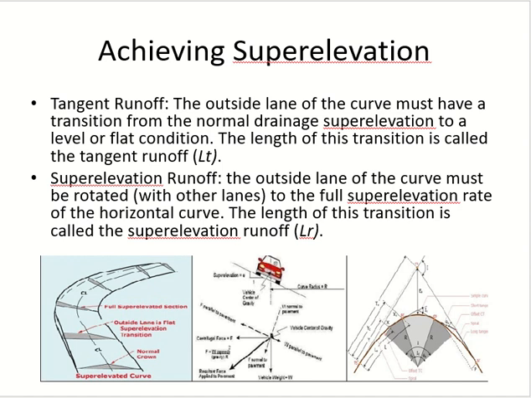So what do we do? First of all, we make the slope of the outside edge 0. So it was like this. Then you raise it to make it 0. Then from 0 it goes to super elevation. Got it? So these are the two steps. First step is to go from normal crown to 0. The outside edge goes from normal to 0. This is called tangent runoff. And the second step is to go from this 0 to full super elevation. This is called super elevation runoff. Clear?